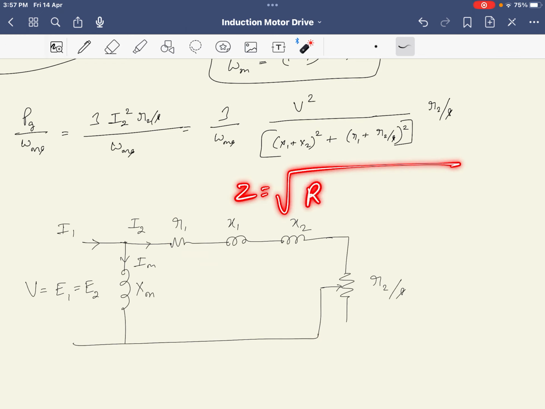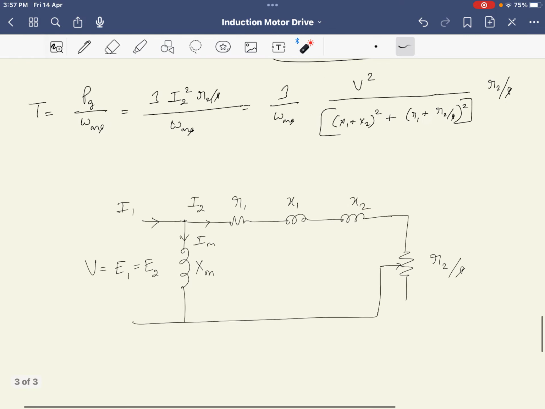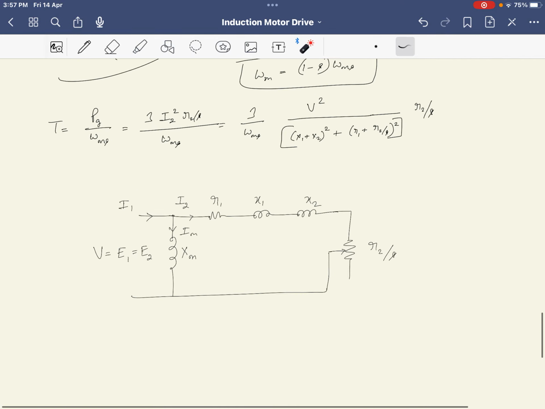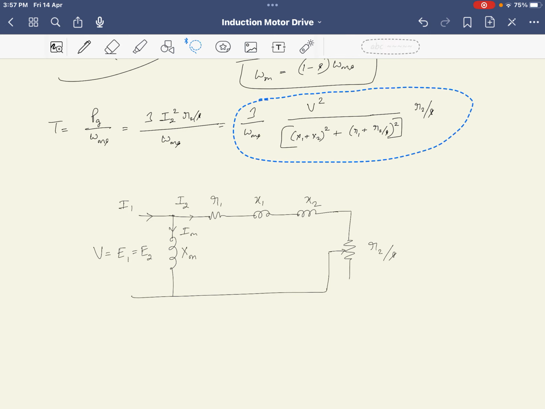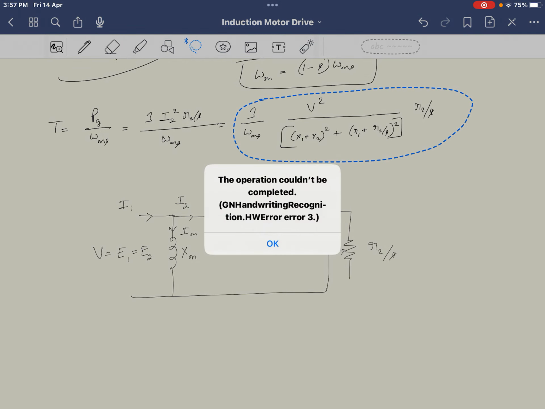Z is equal to root over of R square plus X square, right? And R is the total resistance, X is the total reactance. When I say Z square, this root over term will cut. So that is what is written over here. So we can get this equation from here. This is our expression for the torque.